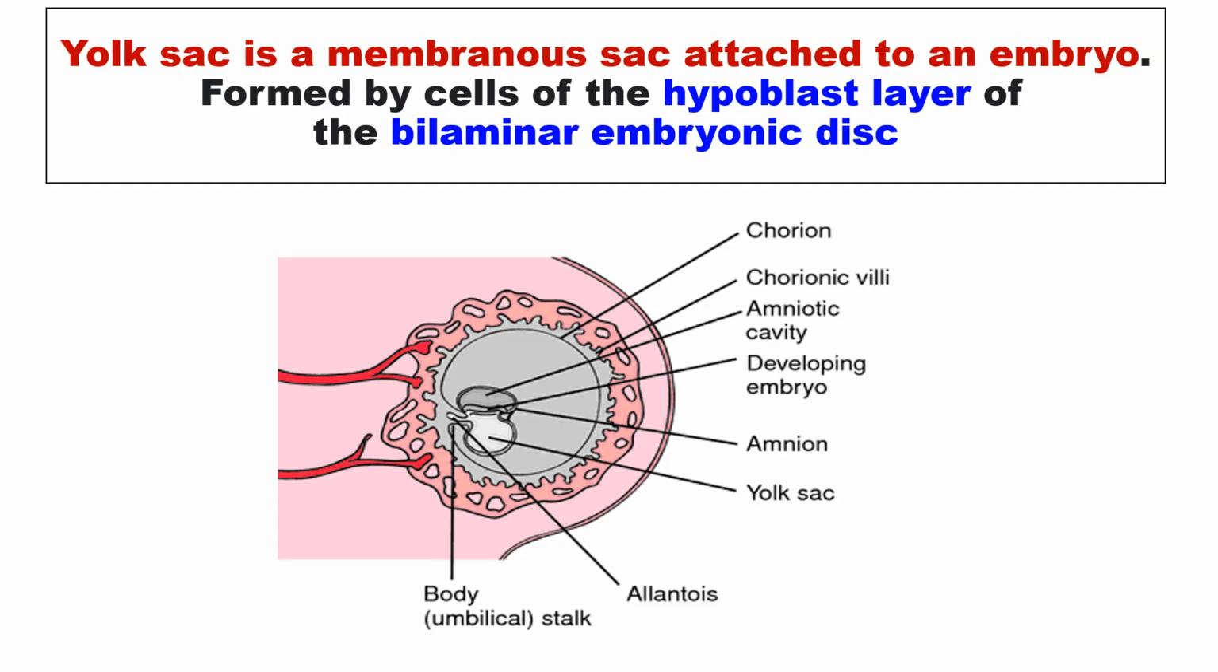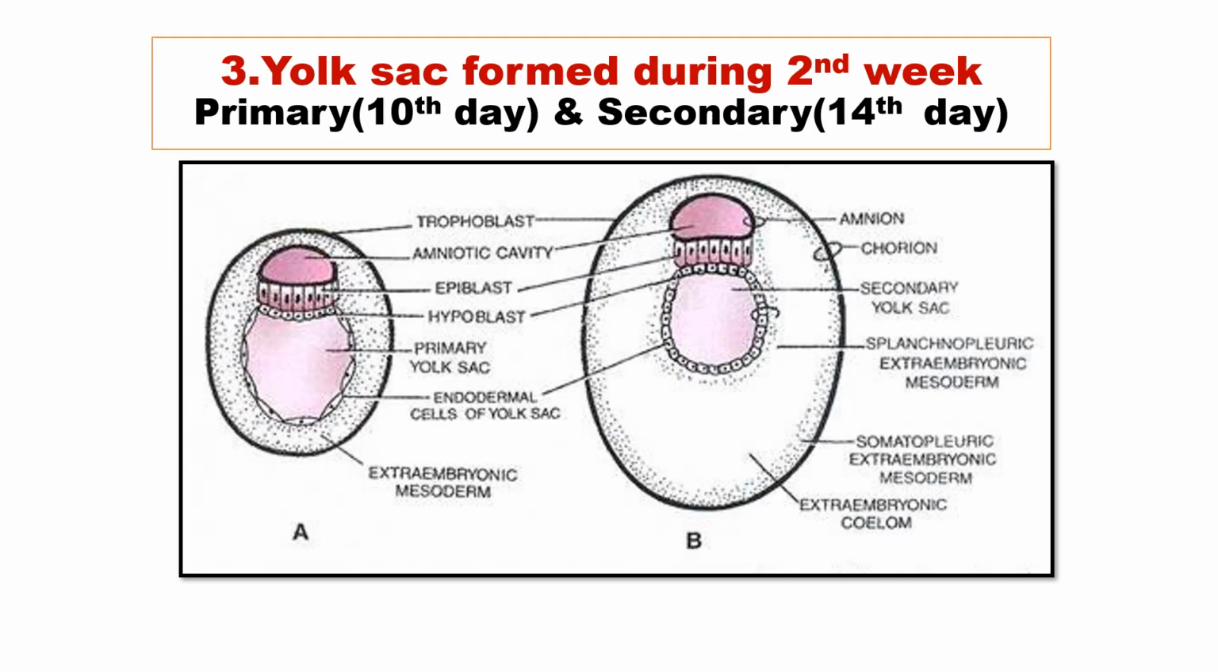Coming to the next important fetal membrane, the yolk sac. The yolk sac is attached to the embryo, formed by the cells of the hypoblastic layer of the bilaminar embryonic disc. The yolk sac is formed during the second week of development.